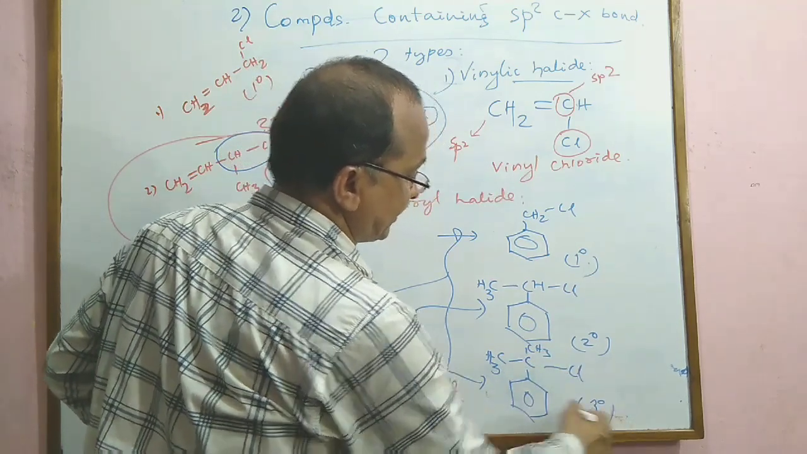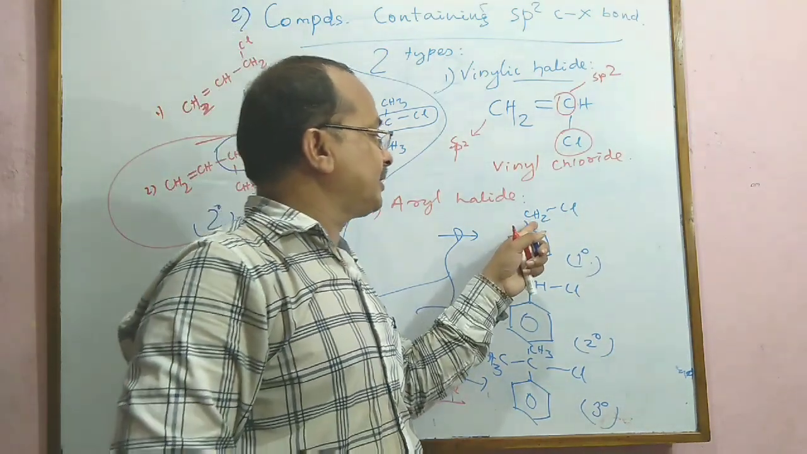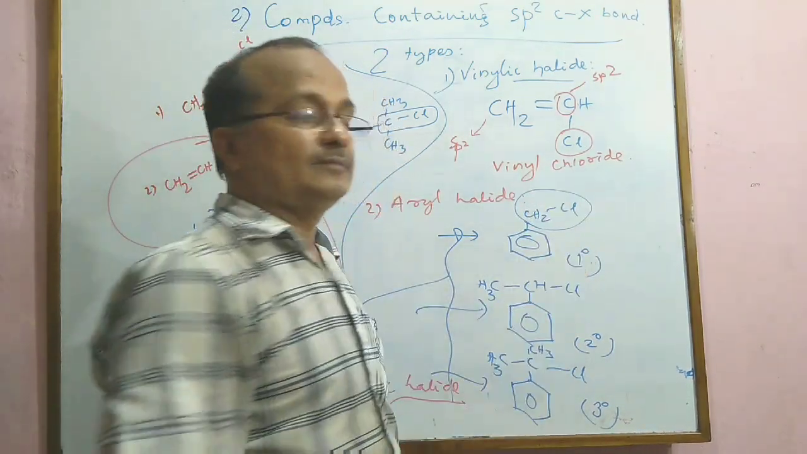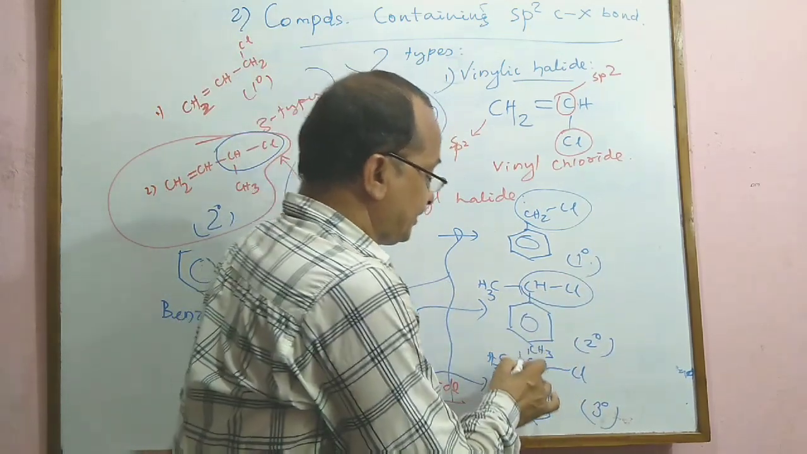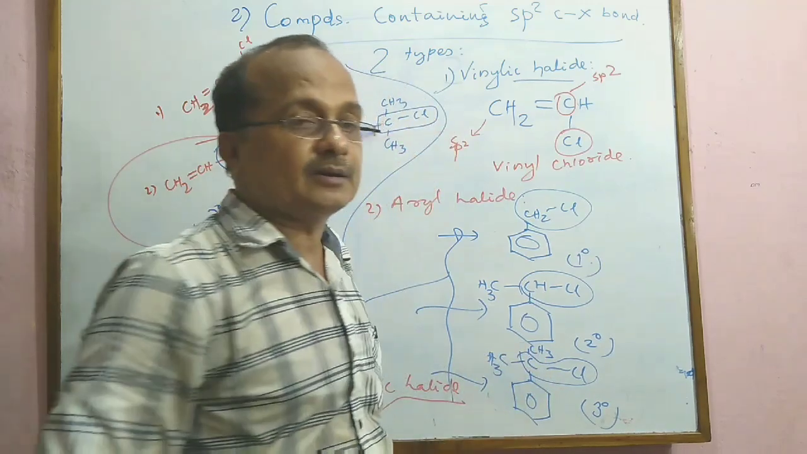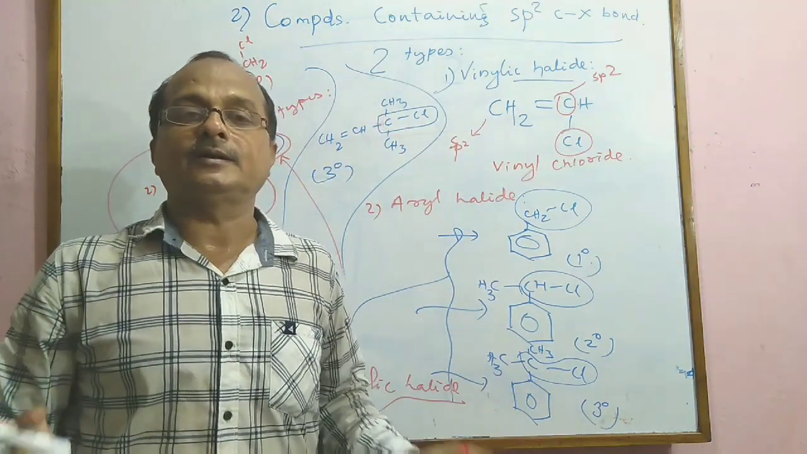You see, how can you identify this compound? It contains CH2Cl, 1 degree. Here it is CHCl, 2 degree. Here it is CCl, that is 3 degree. So these are the broad classification of halogen derivatives.